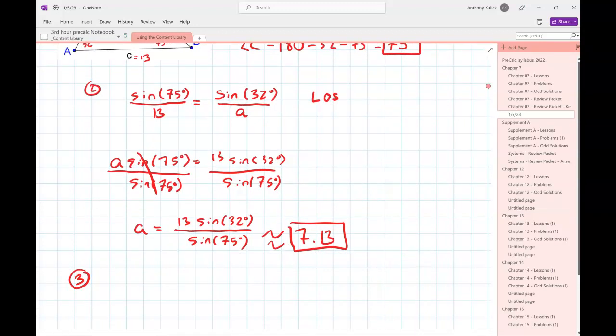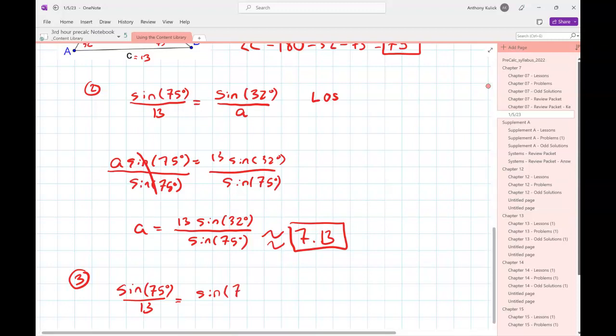And then lastly, I have to find side B. Can I just use the Pythagorean theorem to find this? I know two of the side lengths. No! Why not? It's not a right triangle. Yes. What do I have to use? Got to do the law of sines again. Just do the law of sines again. So again, I'll start with sine C over C equals, and now I'll have sine B over B.